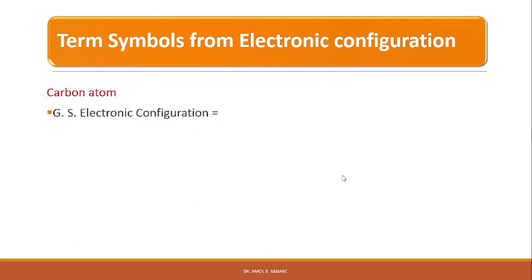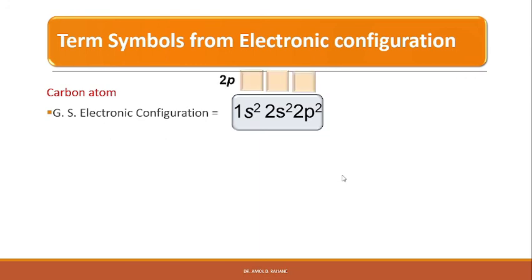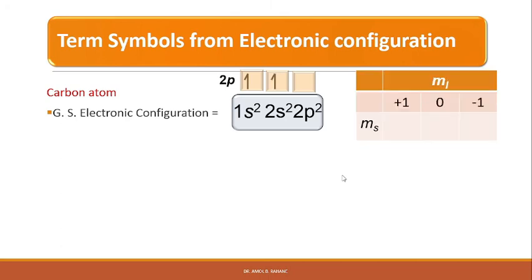So let us again calculate the ground state term symbol for the carbon atom. We have seen for carbon atom the ground state electronic configuration is 1s2, 2s2, 2p2. That means this 2p orbital has 2 electrons, and these 2 electrons will go to suborbitals with their spins parallel. We can tabulate these electrons with different ml and ms values. Since both spins are up, we have ms or sz values as plus half for both electrons, and therefore we get total S is equal to 1. Hence multiplicity is equal to twice S plus 1, which is 3.